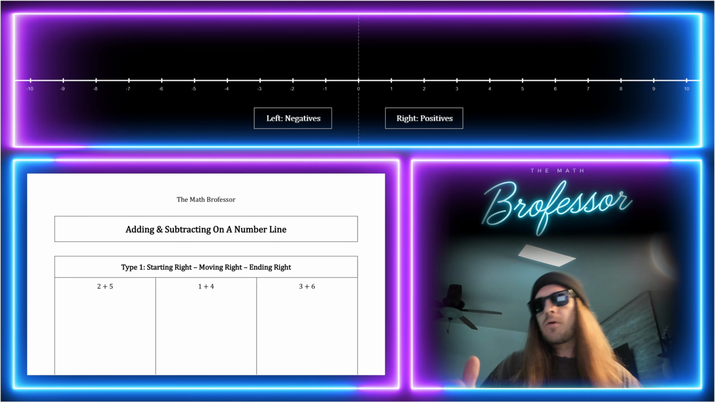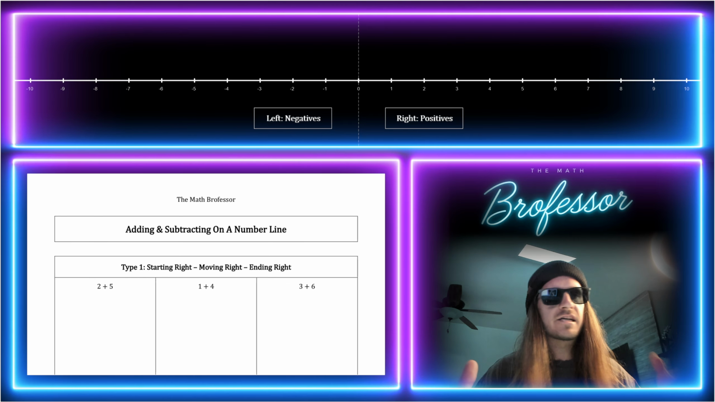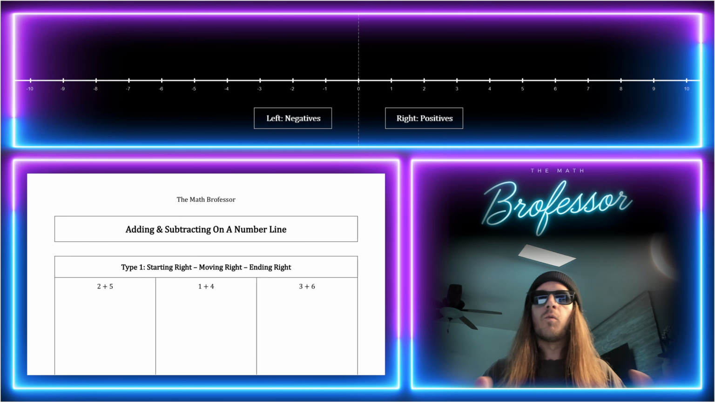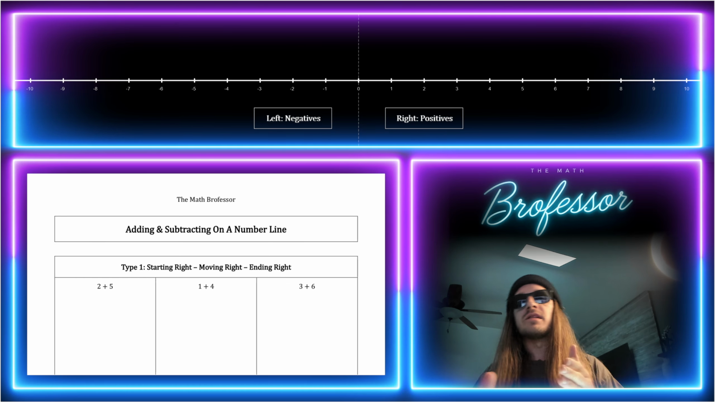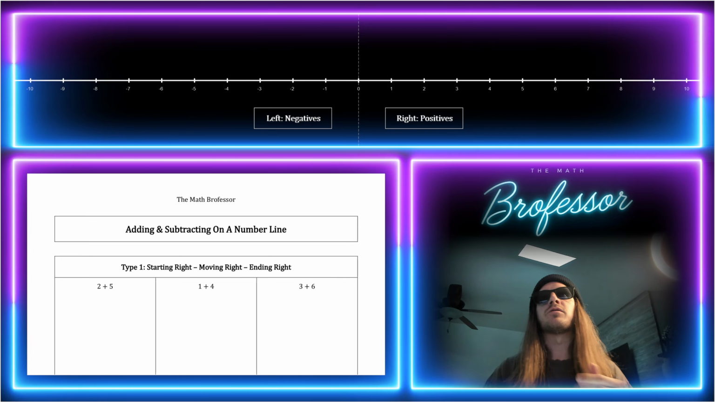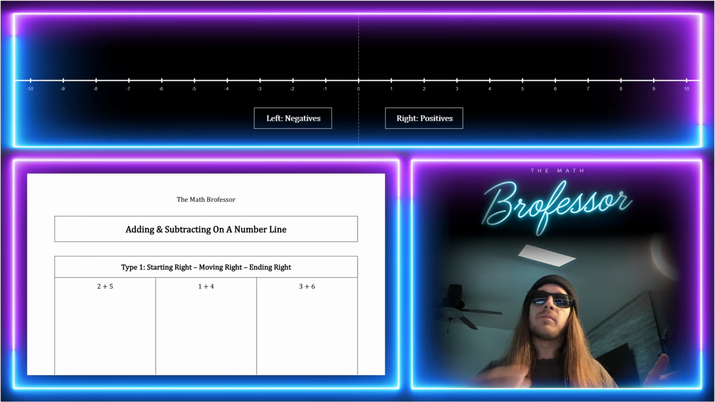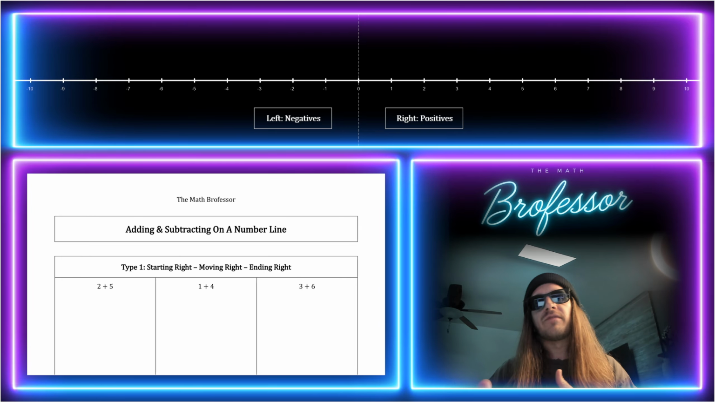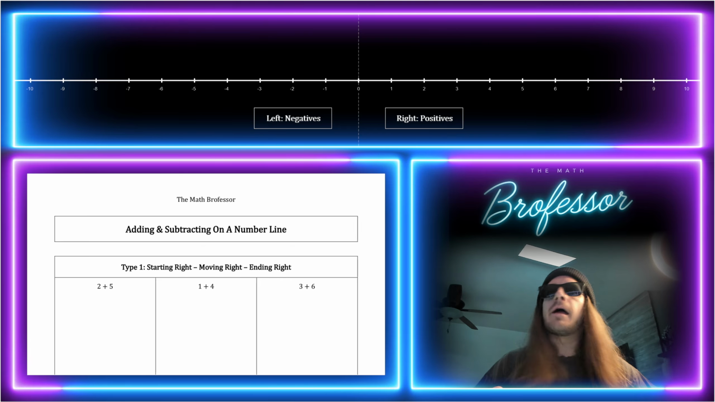So I've broken this up into six types of problems, depending upon what side of the number line you start on and which direction you travel, if you travel left or right. So on the right side of the number line, we have the positives. On the left side, we have the negatives. And okay, let's see how this all works.